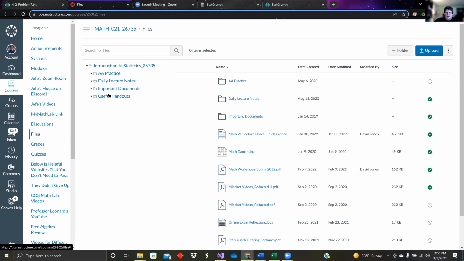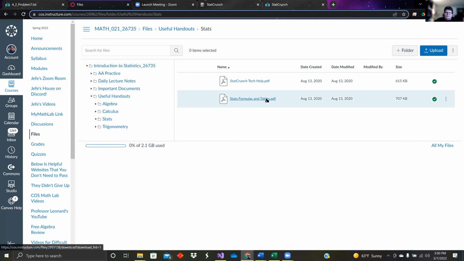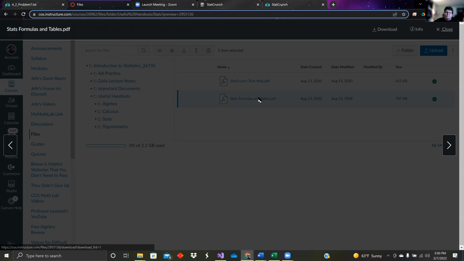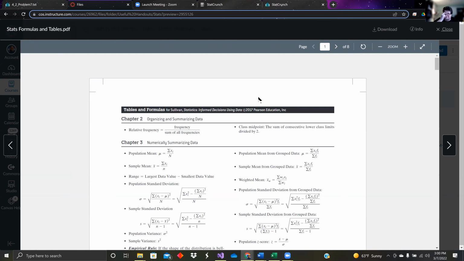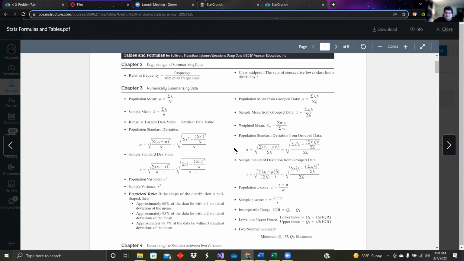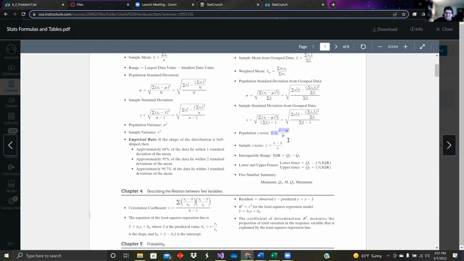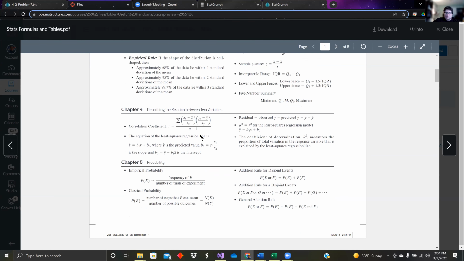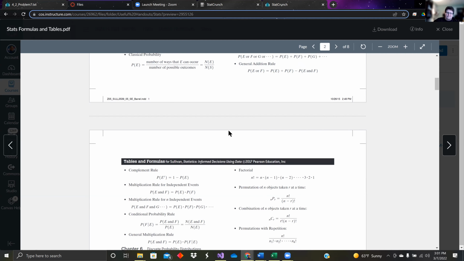There we go. Files. We're going to come over to useful handouts. And we're going to go to stats, formulas, and tables. This actually has a lot of the formulas we've used during this semester on it. Here's our z-score formula. Here's our interquartile range and finding the lower and upper fences. Talks about correlation right there. It's got our probability equations right here. This might be a little handy thing to look at to remind yourself what's going on.